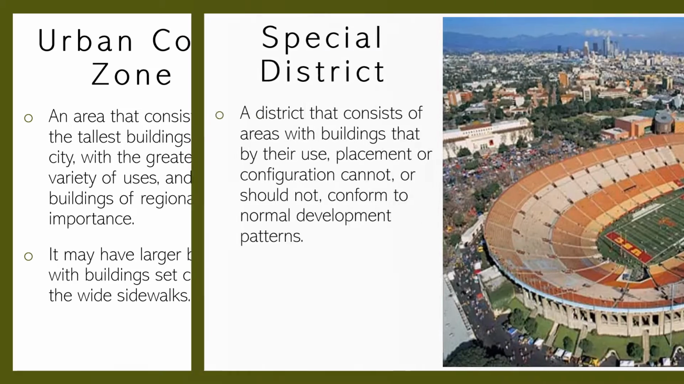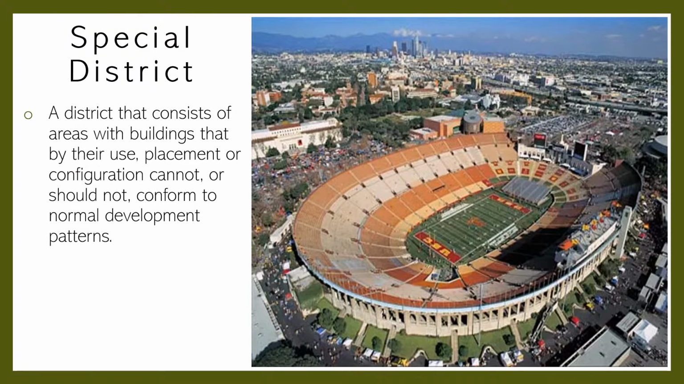Special districts. Special districts are designations for areas with particularly specialized purposes. This zone is very auto-oriented, usually with large buildings and many parking lots. Some examples would be public institutions, universities, industrial parks, and stadiums. Special districts do not conform to normal development patterns.